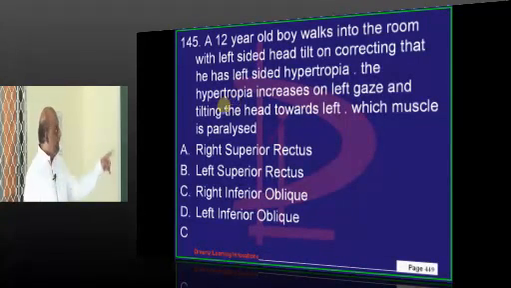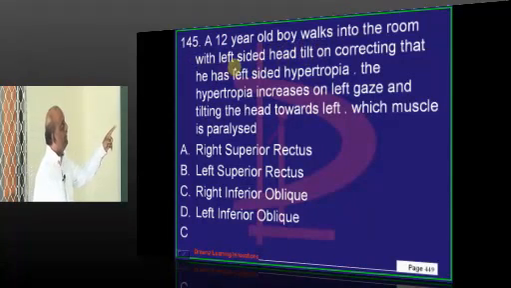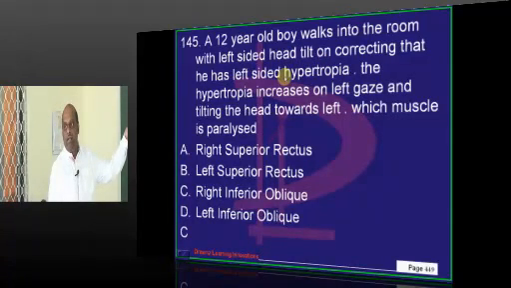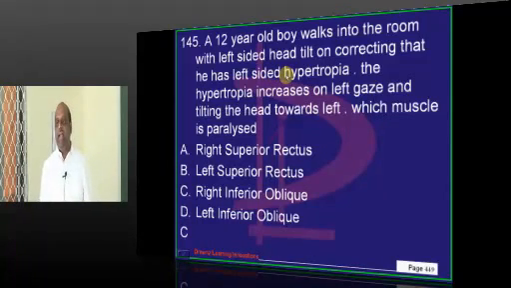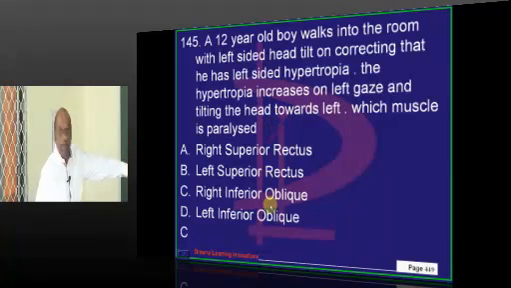The first statement is incohesive with the second part of the statement. I too felt that, because the boy is walking into the room with a left-sided head tilt, and on correcting that, it's more on the left side hypertropia, which points towards the superior oblique. The second part of the statement is towards the inferior oblique.